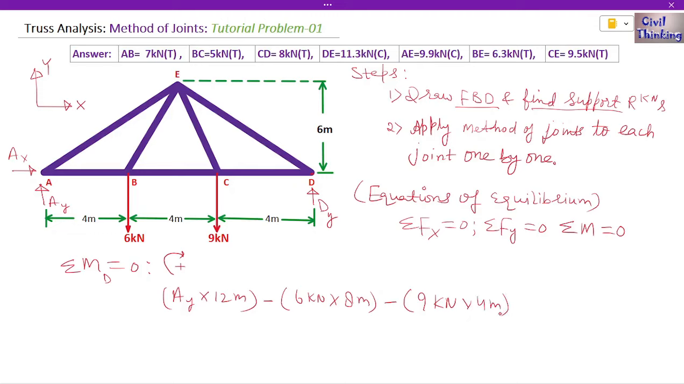Now the moment due to DY at point D is going to be 0 because it's passing through D, right? So this becomes our equation. Summation of moment at D is 0, we get this. Now from here you see the only unknown is AY, right? So I guess we can find the value of AY from here. So let me rearrange this equation first.